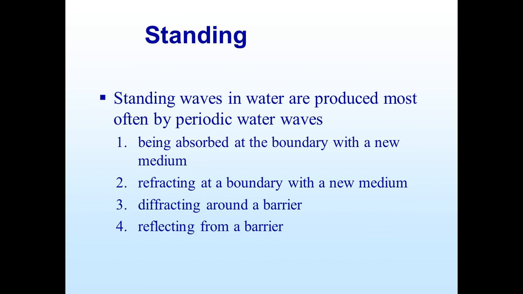If you answered 4, good on you, because 4 is the correct answer. A reflection from a barrier would produce a periodic wave of the same frequency and amplitude. And when those reflected waves pass through the original waves, you would see that constructive and destructive interference producing a standing wave effect.